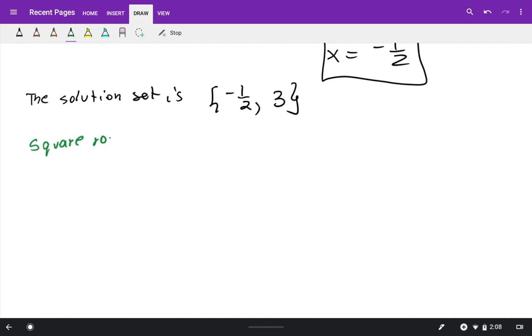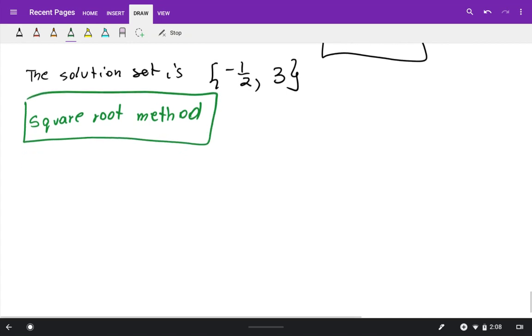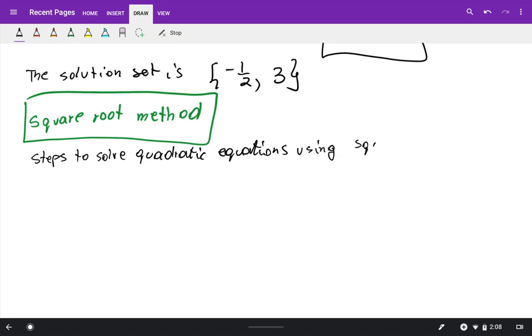Square root method. So square root method, also it's good to know how to solve it. And I'm going to give you steps to solve quadratic equations using square root method.